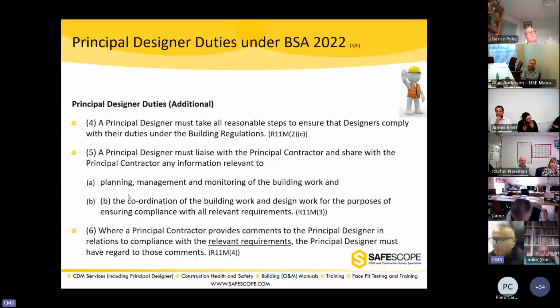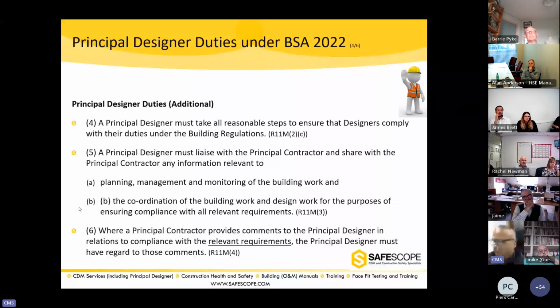A principal designer must liaise with the principal contractor and share with the principal contractor any information relevant to planning, managing, and monitoring the coordination of the building work and the design work, for purposes of ensuring compliance with all relevant requirements. Sorry, guys, it's quite dry, very harsh, and quite a repeat of the same words as well. So bear with me a few minutes.